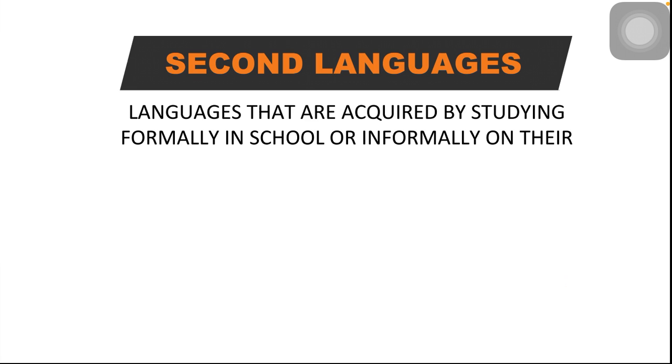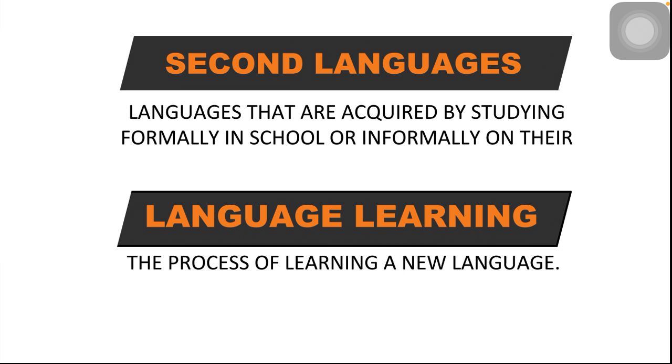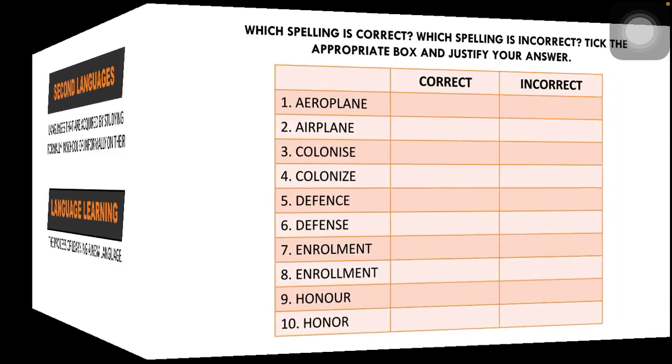Okay, so what is the process of learning a second language? Yung process is what we call language learning. Yung second language is the language that we learn formally or informally. Then yung process of learning those languages is what we call language learning. Okay, the process of learning a new language.